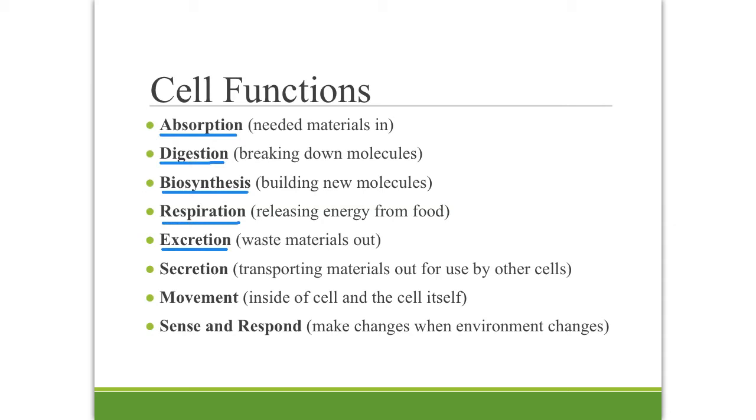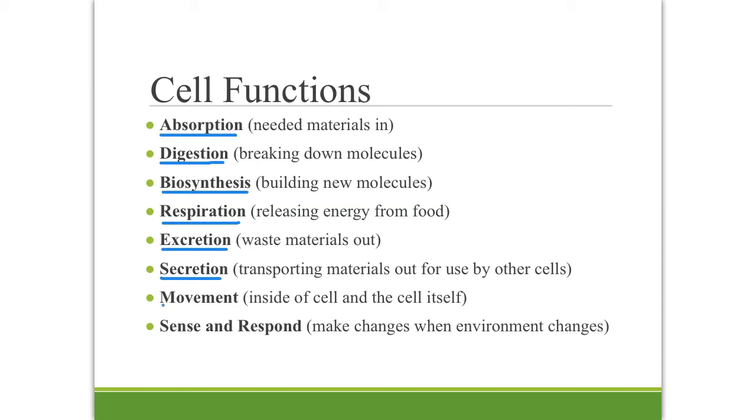But cells also sometimes make materials that are used by other cells if it's a multicellular organism, or are released into the environment if it's a single-celled organism. And so putting out material that's not exactly waste is known as secretion. So you have excretion for waste and secretion for materials that are not waste.